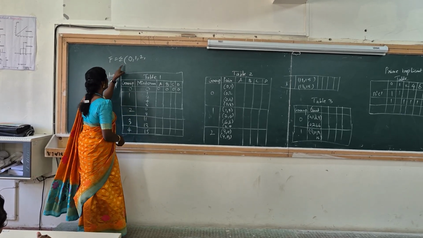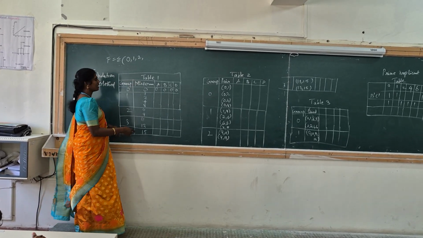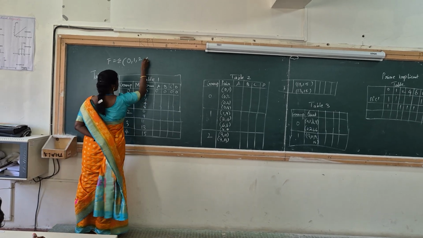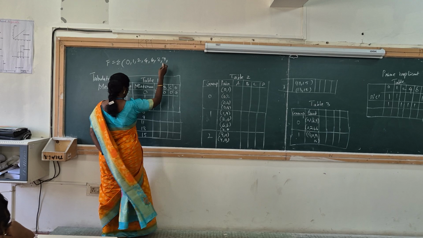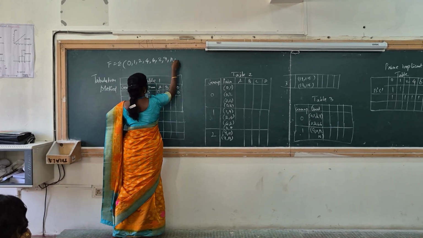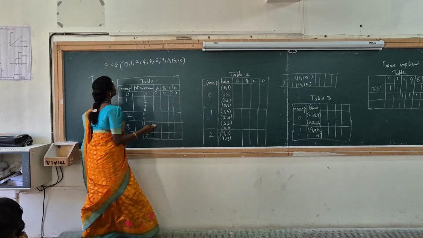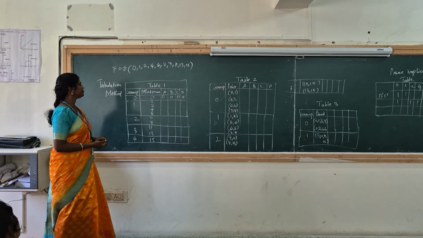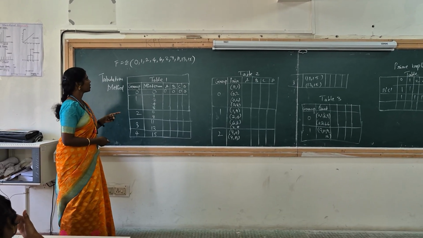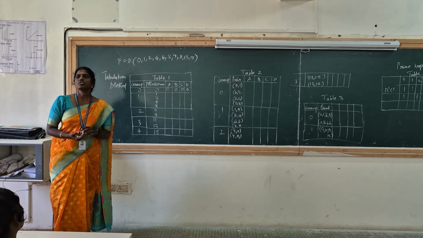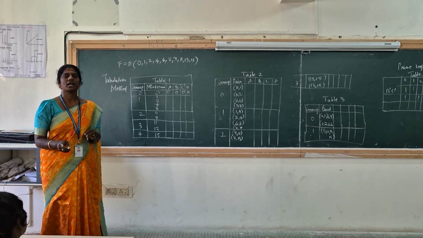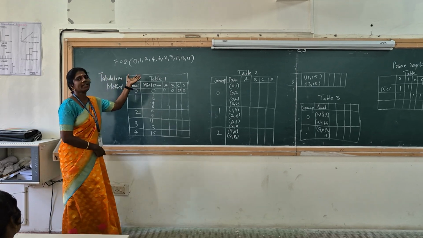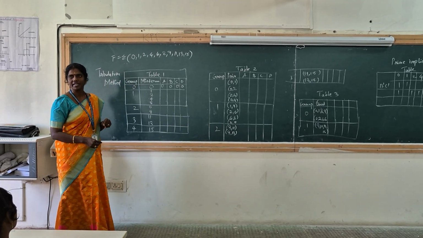This function has the terms 0, 1, 2, 4, 6, 8, 9, 11, 13 and 15. So this is the function term. Copy the function term alone. For this given function term, you know how to rewrite the function in terms of min terms.